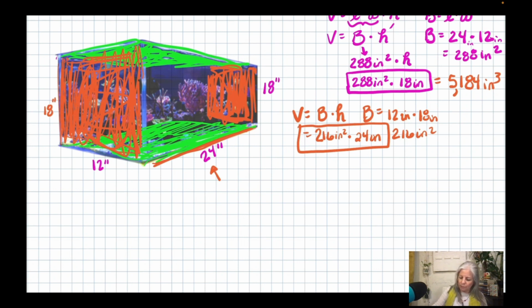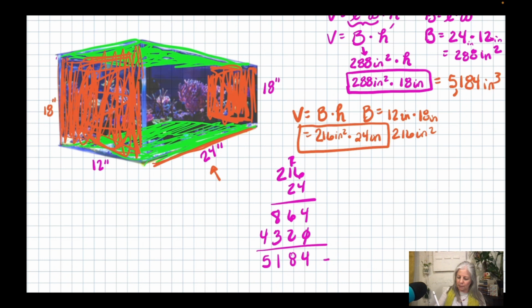Okay, 4 times 6 is 24. 4 times 1 is 4. Carry the 2, and so on, and we get 5,184. Well, look at that. That's the same. It equals 5,184 inches cubed. So the bottom line here is that if you need to find the volume of a rectangular prism, it actually doesn't matter which bases you choose.